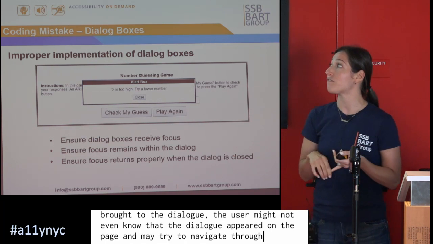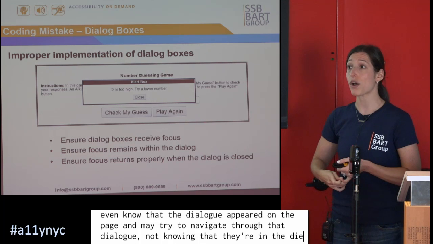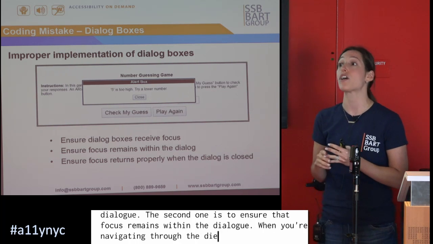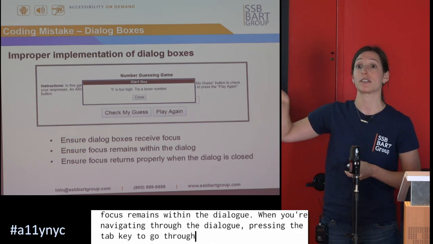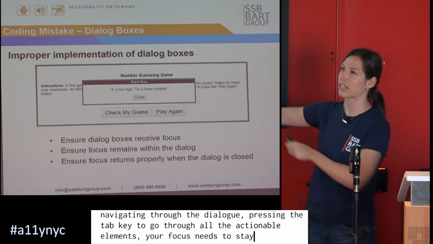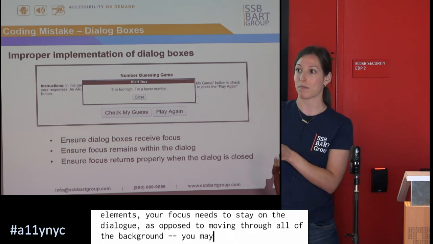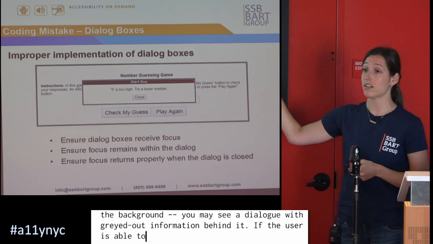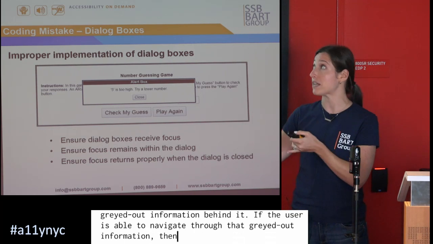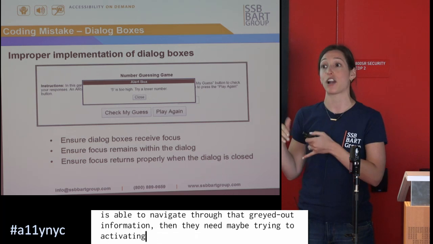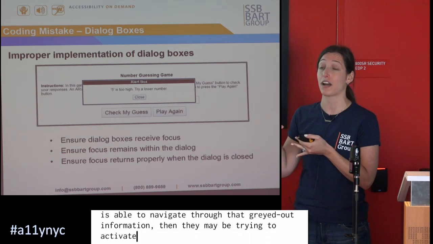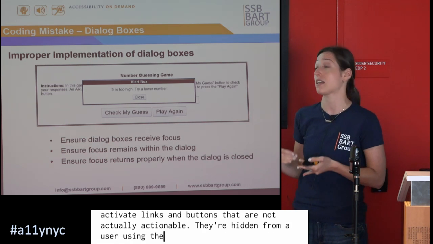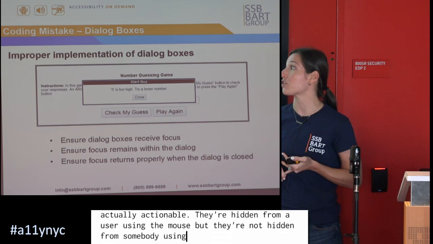The second one is ensure focus remains within the dialogue. When you're navigating through a dialogue, meaning you're pressing the tab key to go through all of the actionable elements, your focus needs to stay on that dialogue as opposed to moving through all of the background. You may see a dialogue with grayed out information behind it. If the user is able to navigate through that grayed out information, they may be trying to activate links or buttons that are not actually actionable. They're hidden from a user using the mouse, but they're not hidden from somebody using just the keyboard alone. And then the last one, ensure focus returns properly.